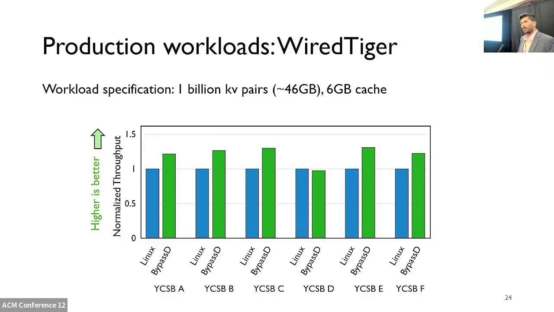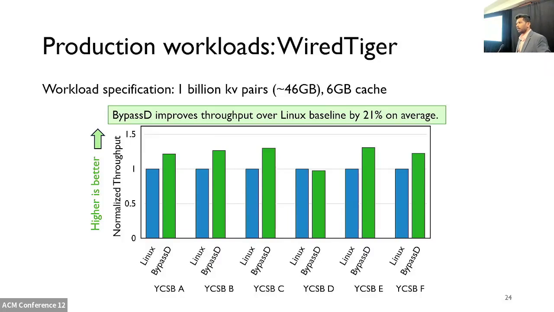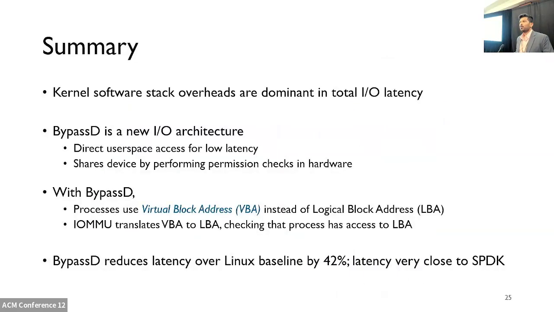As you can see, on average, for most workloads, BypassD outperforms the Linux baseline. You might observe that BypassD does not improve performance for YCSB-D. That is because it's a write-intensive, append-intensive workload, and metadata operations are routed through the kernel, so we can't really benefit from direct access.